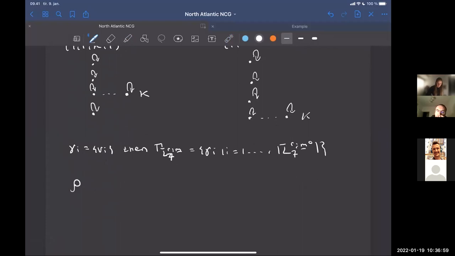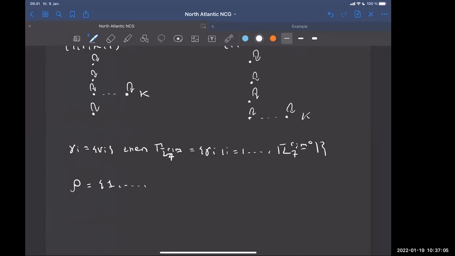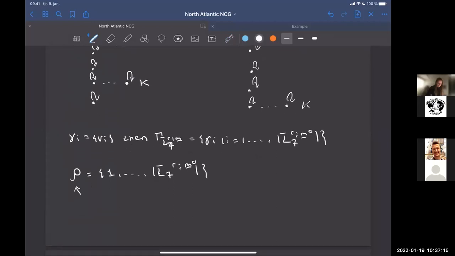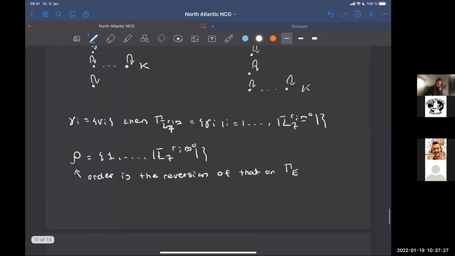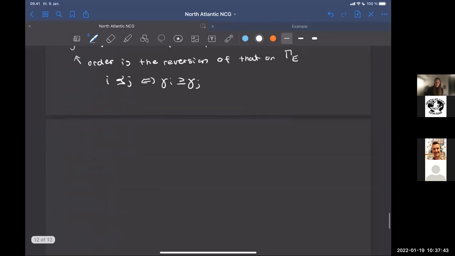Now we have that the set here just consists of i going from 1 to the number of these vertices. And we have that the order is the reversal of that on gamma E. So it means that i less than j if and only if gamma i greater than or equal to gamma j. So the partial ordering on this P comes directly from the order on these strongly connected components.